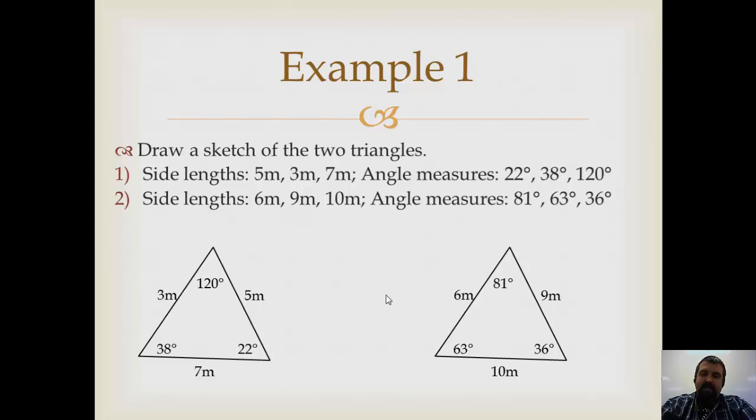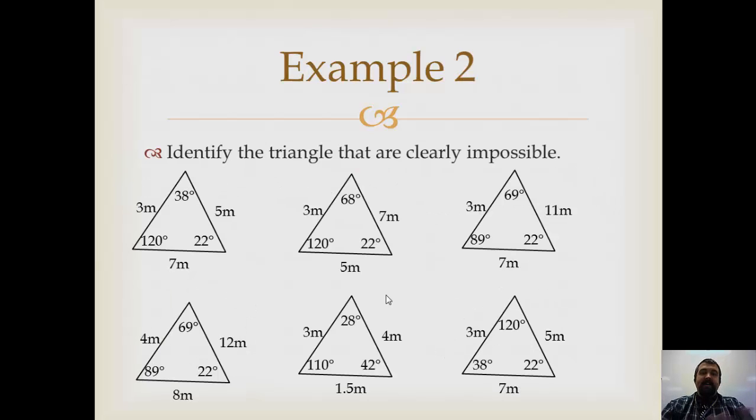Alright, what if instead of asking you to draw it, I gave you a whole bunch of triangles and said, hey, which ones are clearly impossible? Well, let's just go from left to right, top to bottom. Upper left here, is 3 across from the smallest angle? Yep. Is 7 across from the largest angle? No. This first one is clearly impossible because the side and angle did not match up.